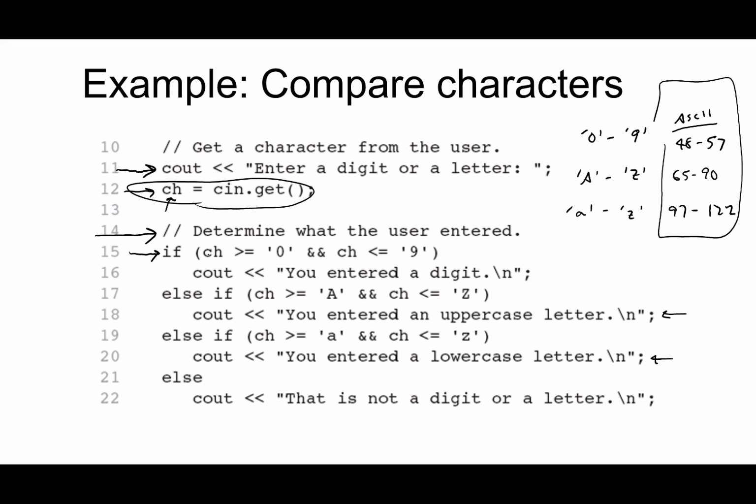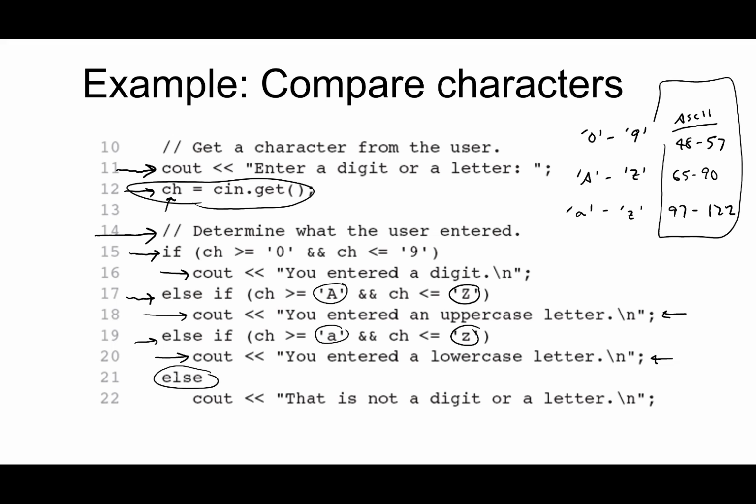So we have: if whatever is stored in this variable is greater than or equal to the character '0' and less than or equal to the character '9', then we're going to cout "You entered a digit." Else if the character is greater than or equal to uppercase 'A' and less than or equal to uppercase 'Z', we're going to cout "You entered an uppercase letter." Else if the character is greater than or equal to lowercase 'a' and less than or equal to lowercase 'z', we're going to cout "You entered a lowercase letter."